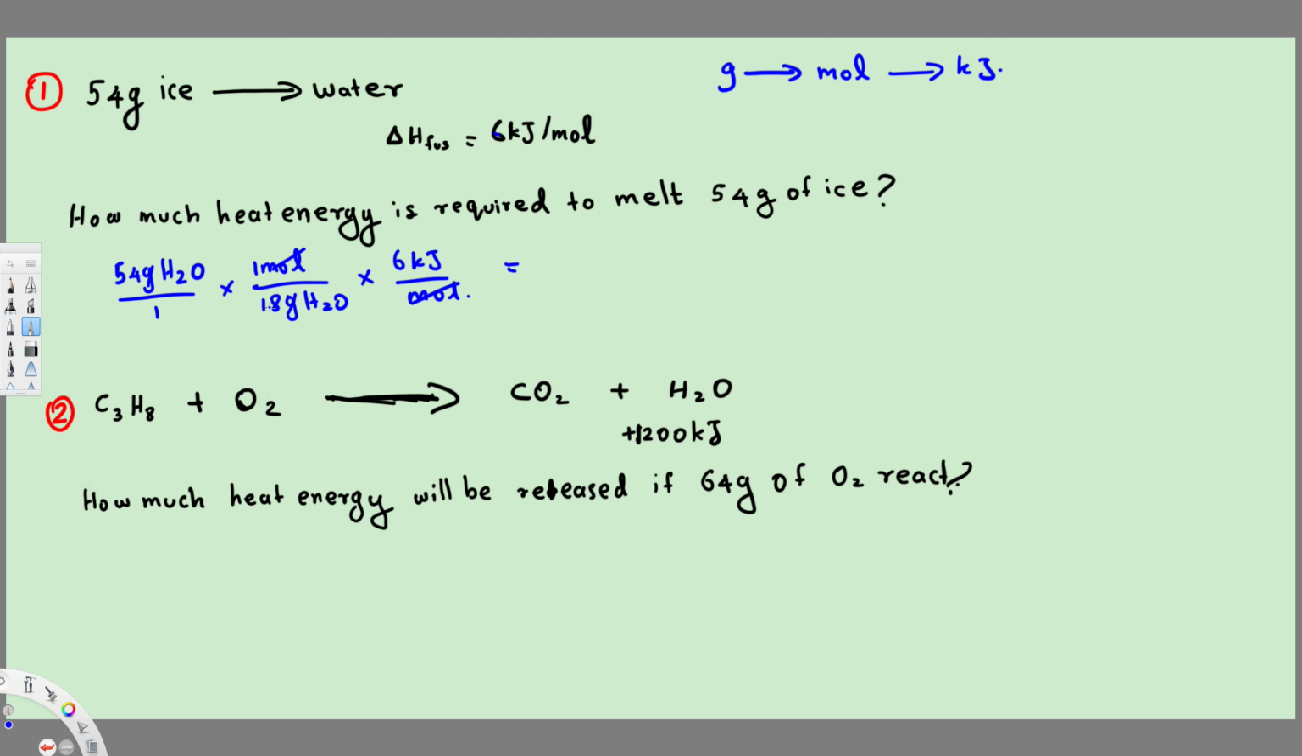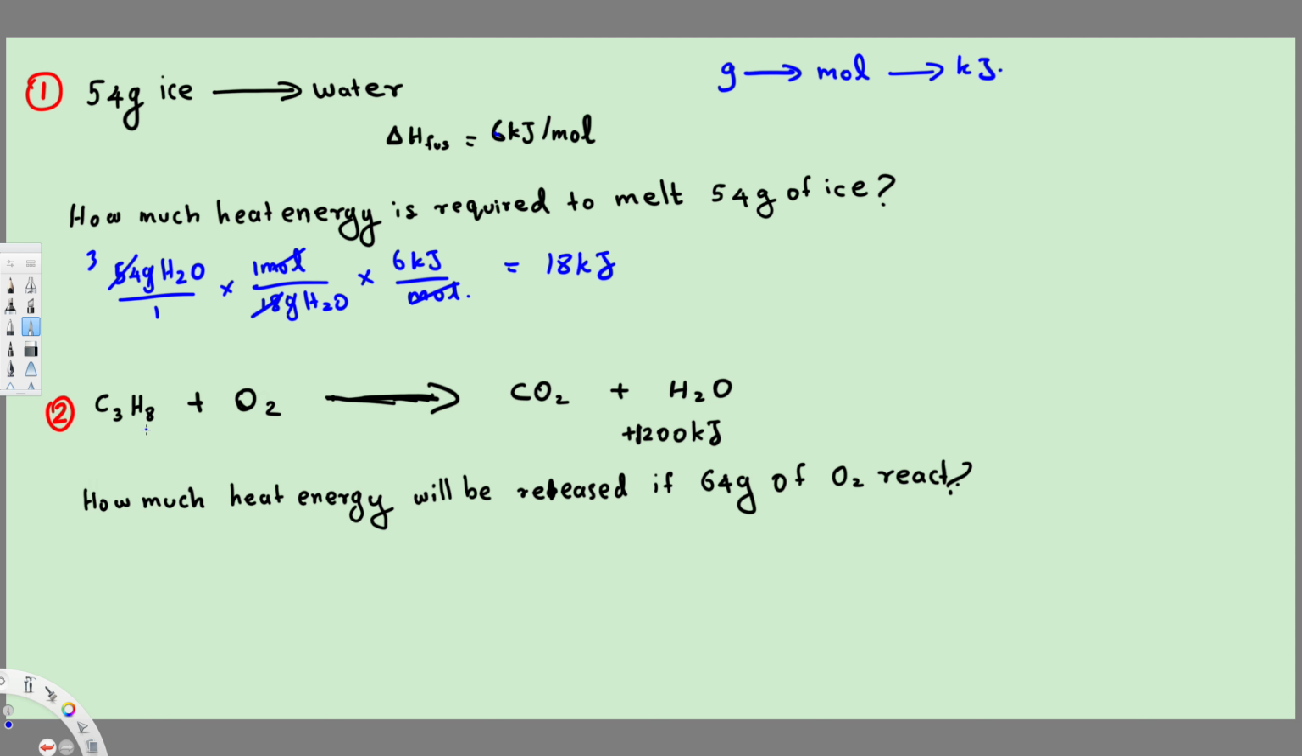So 18 times 2 is 36, 18 times 3 is 54, so this is basically 3. So 3 times 6 is 18 kilojoules. So it needs 18 kilojoules of heat to melt all of these 54 grams of ice. So that's what it really means. And let's look at the second question right here.